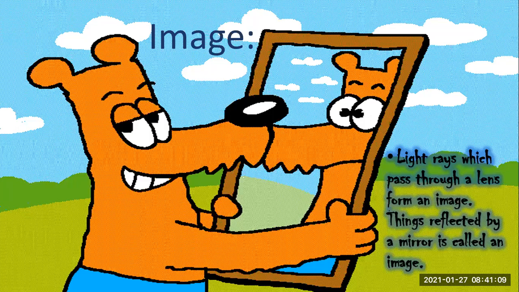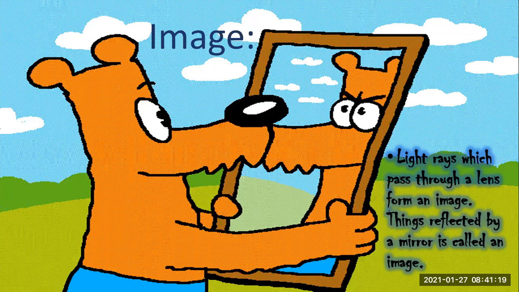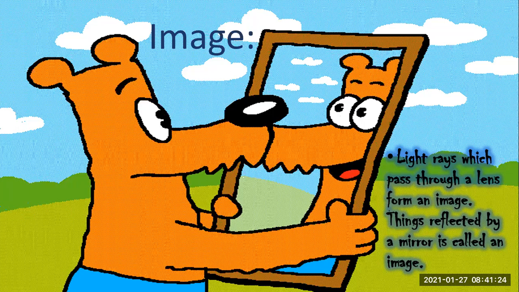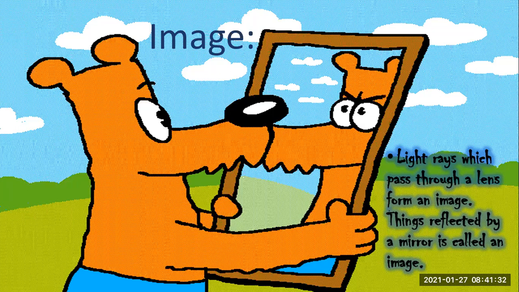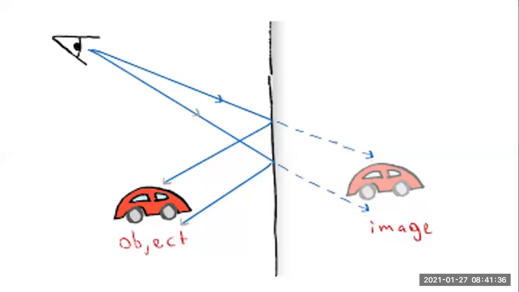There is a teddy bear in front of you, where you can see that he is looking at the mirror and he can see himself. How is he able to see himself? Because light rays are striking his eyes and then reflecting. So he is able to see himself in the mirror. And what he is seeing in the mirror, he is seeing his image. So this is the image.